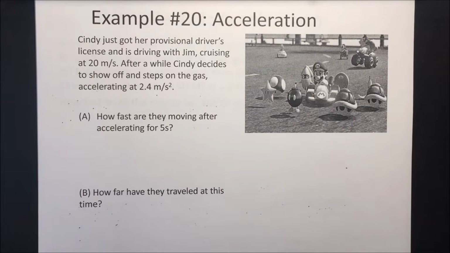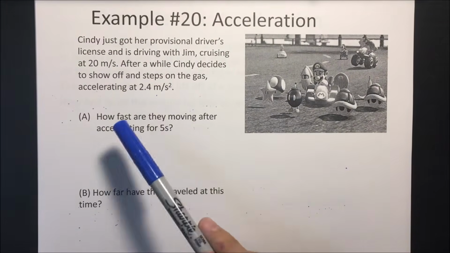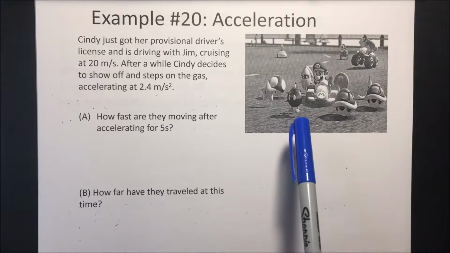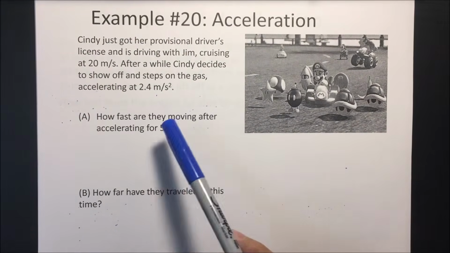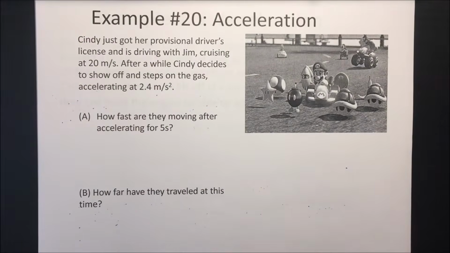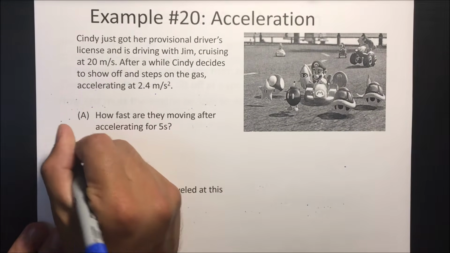Alright, next example. Cindy just got her provisional driver's license and is driving with Jim, cruising at 20 meters per second. After a while, Cindy decides to show off and step on the gas, accelerating at 2.4 meters per second squared. How fast are they moving after accelerating for 5 seconds? Okay, again, we want to draw this out. We're going to just kind of draw it out with the box.